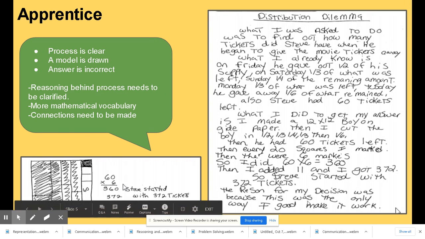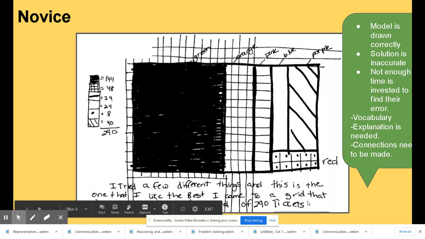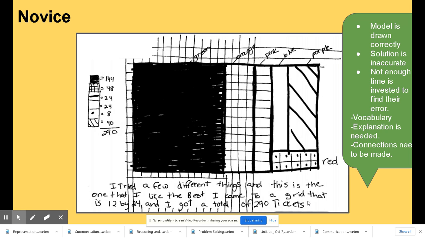Then the last one would be novice. So this is the only thing that this one student did. They did a huge model. And then that's the small amount of writing that they did in the end. So yes, they drew a model, and the model was correct. But the solution that they came up with was wrong. If they would have spent more time in solving it and really trying to problem solve how many were in each piece, they would have been able to catch that mistake and correct their work and get this correct.